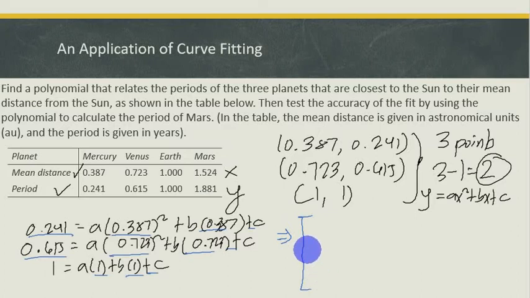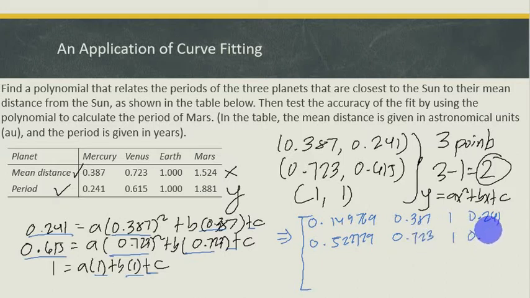For the first row, we have 0.149769, 0.387, 1, 0.241. For the second row, we have 0.522729, 0.723, 1, 0.615. And finally, we would have 1, 1, 1, 1. So this is our augmented matrix.